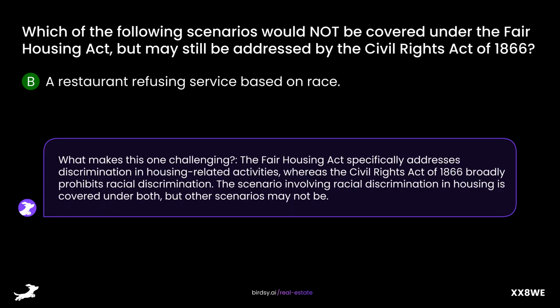What makes this one challenging? The Fair Housing Act specifically addresses discrimination in housing-related activities, whereas the Civil Rights Act of 1866 broadly prohibits racial discrimination. The scenario involving racial discrimination in housing is covered under both, but other scenarios may not be.